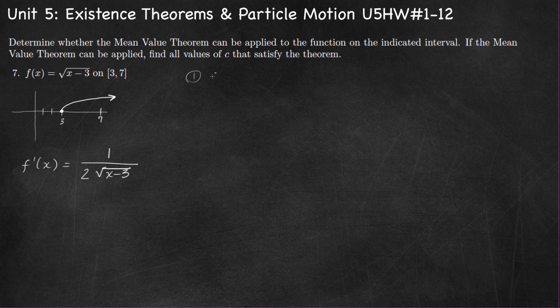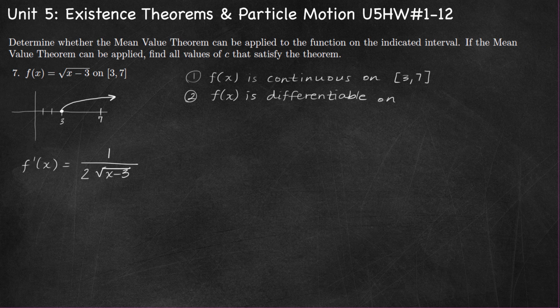So condition 1, f of x is continuous on the closed interval 3 to 7, and f of x is differentiable on the open interval from 3 to 7. So the mean value theorem does apply here. So we want to find our derivative f prime of x, which we've done, and we want to find our average rate of change and then see where they're equal to each other.